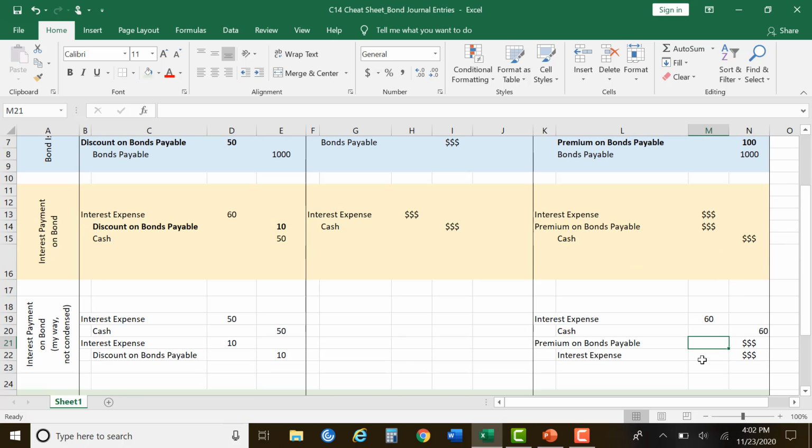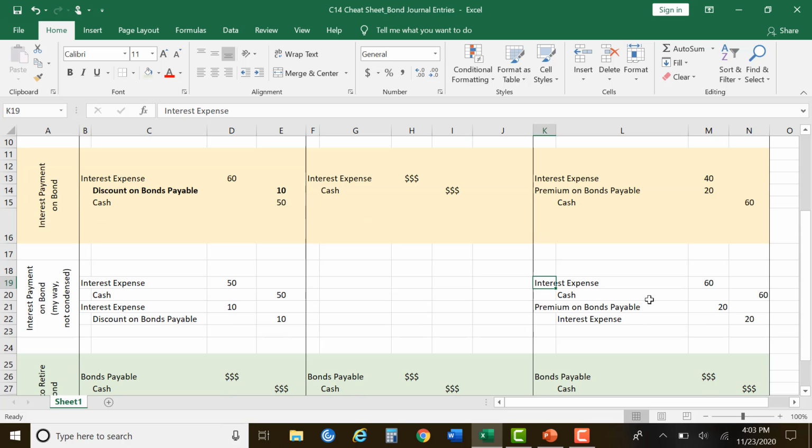So each year, we're going to divide it out to $20 this year we're going to deduct, and $20 next year we're going to deduct. So it's going to go premium on bonds payable, interest expense. You notice over here we're debiting interest expense, we're increasing it. Over here the premium lowers the interest expense. So if we were to put those both into here, we'd have interest expense of 60, interest expense of 20, it would be 40, premium on the bonds payable would be 20, and then we'd have cash of 60. So I think this is more confusing trying to do it all together. I think it's easier to break it apart.